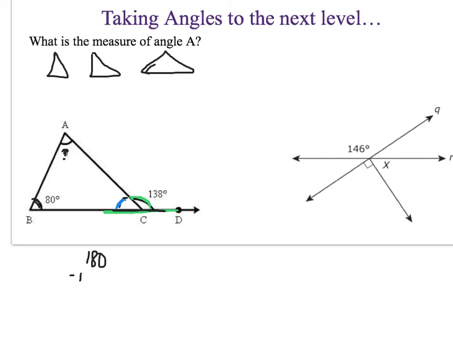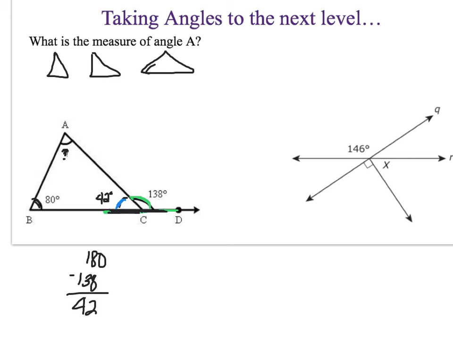If I take away the 138, which I already have, I get 42. So that means that this angle inside this triangle is 42 degrees. So 42, this angle, plus 138, the outside angle, equals a total of 180 since those two angles are on a straight line.